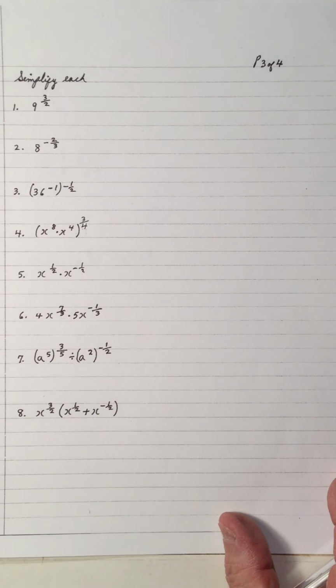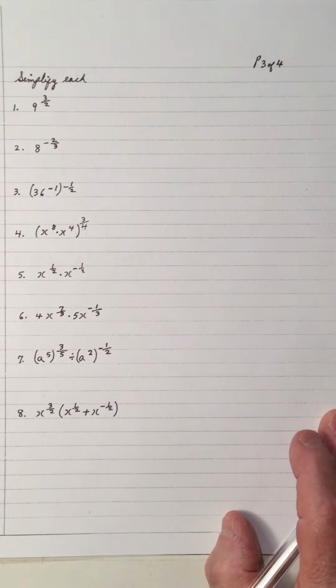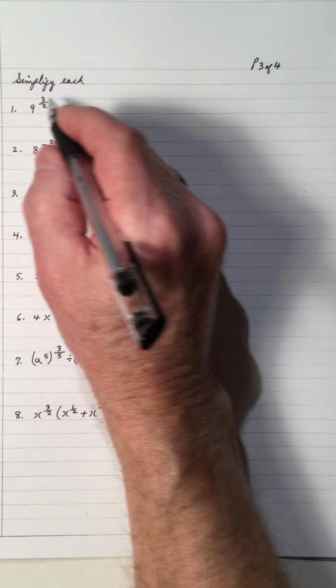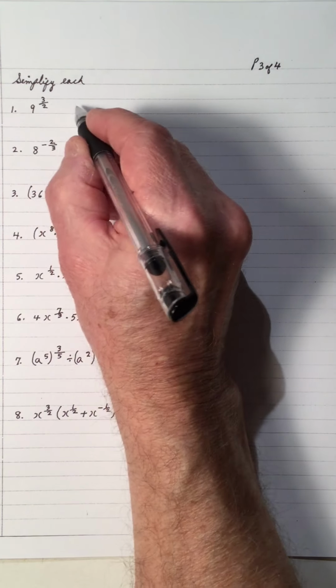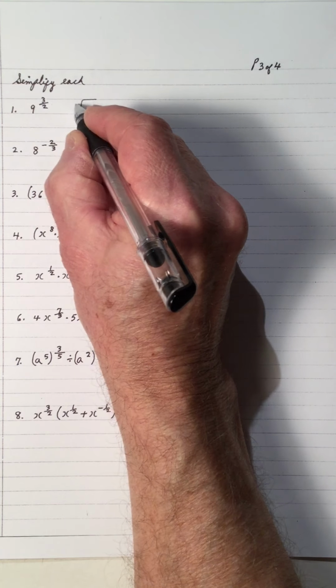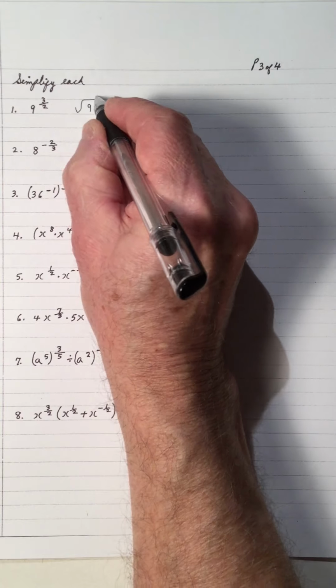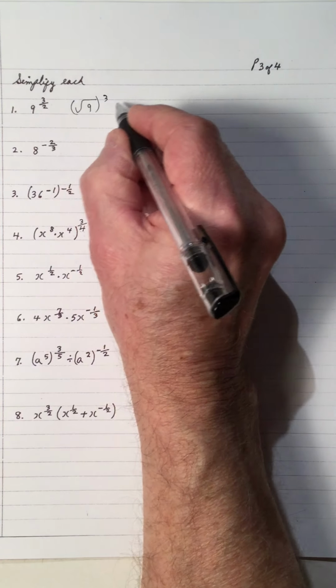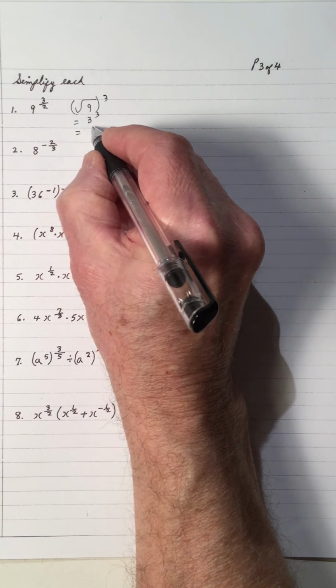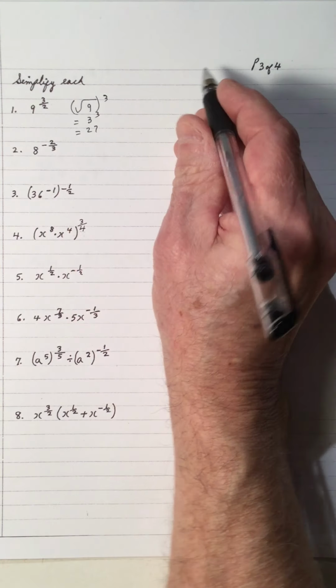Okay, let's use that to simplify these. Here we go. Simplify each. 9 to the 3 over 2. So there's two ways to do this. One way would be to say that's the square root of 9, like this. And the square root of 9 is 3, and 3 cubed is 3 times 3 times 3, which is 27.